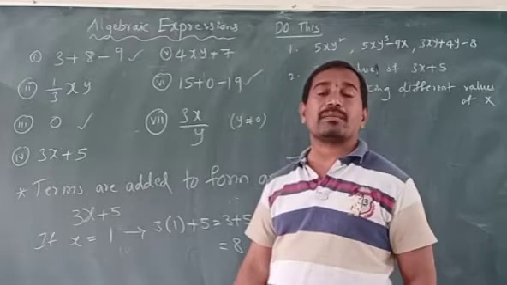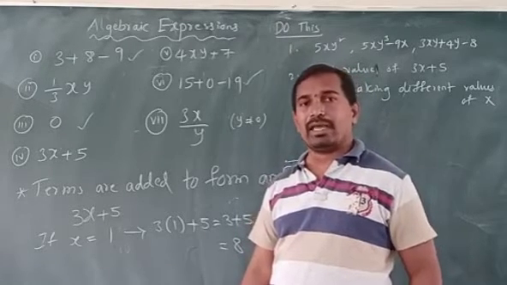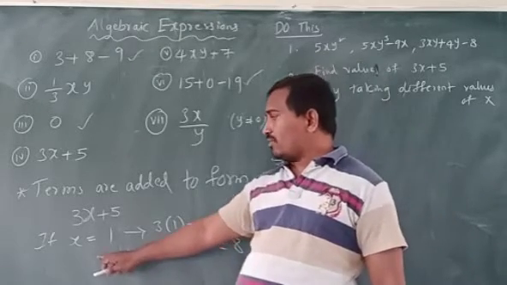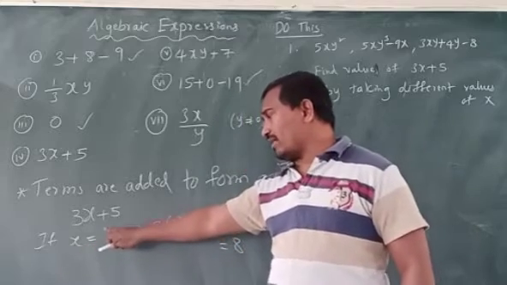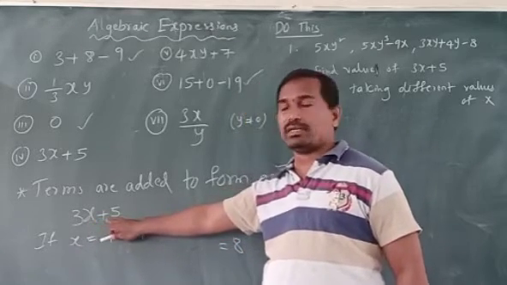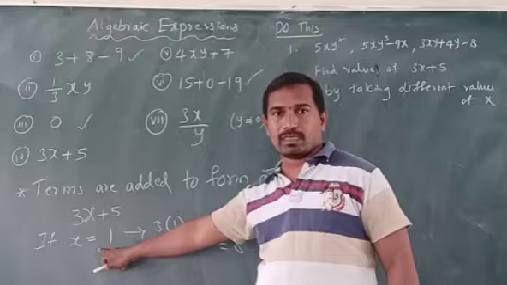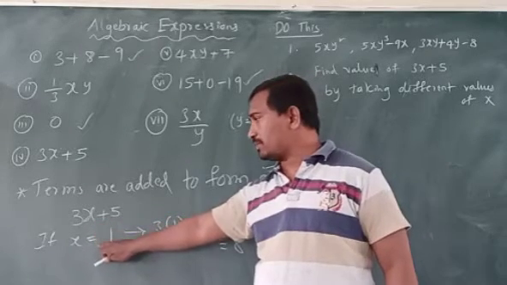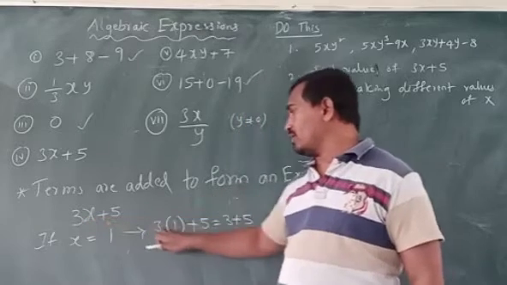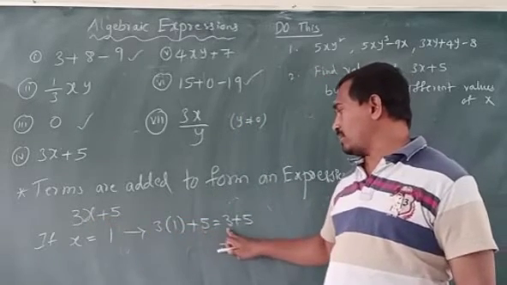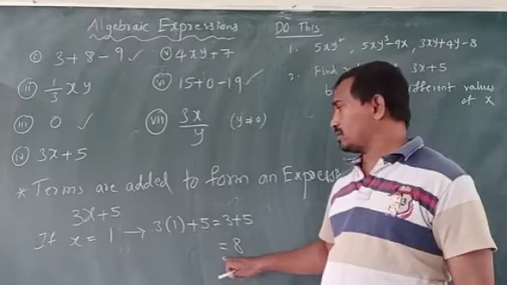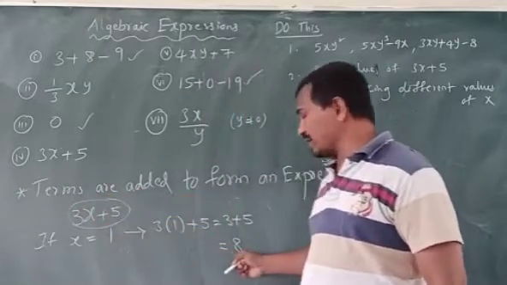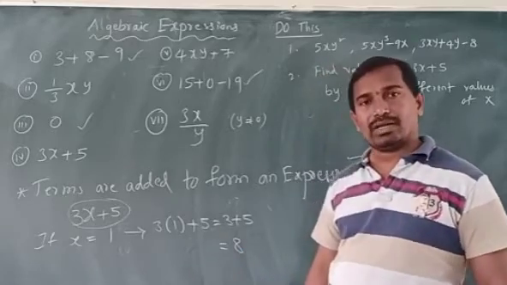Terms are added or subtracted to form an algebraic expression. So now let us see. Can you find the value of 3x plus 5 if x equals 1? Substitute x equal to 1. 3 into 1 plus 5, 3 plus 5, 8. So the value of this algebraic expression is 8 when x equals 1.